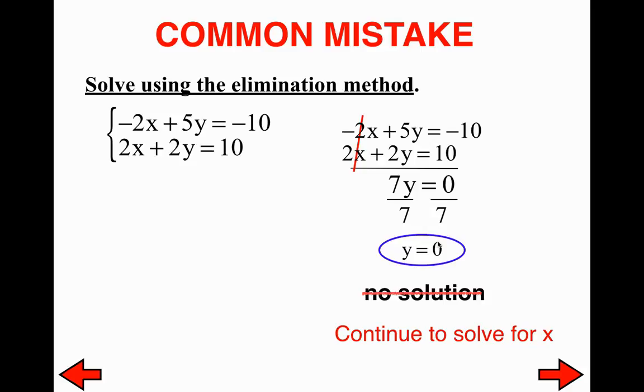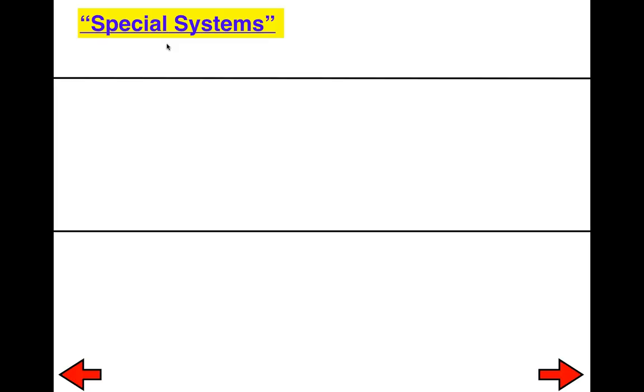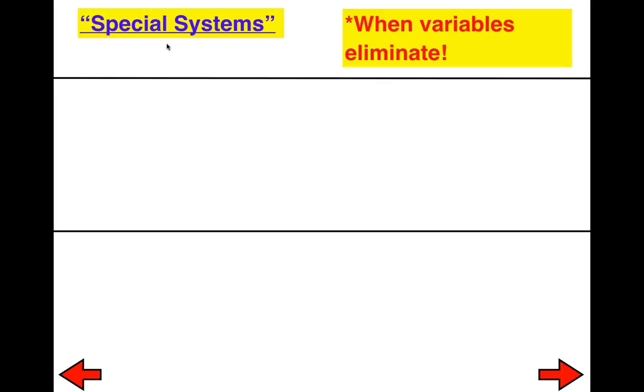In fact, no solution has nothing to do with a variable equaling 0. No solution has to do with ending with a false statement. So again, your answer is going to be no solution if and only if you end up somewhere with a false statement as you are solving for the variable. Now, taking a closer look into special systems, we are going to get into special systems if and only if we see variables getting eliminated. So that's going to be a big hint.